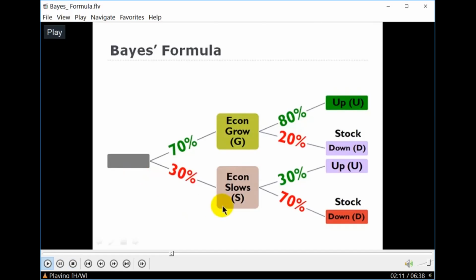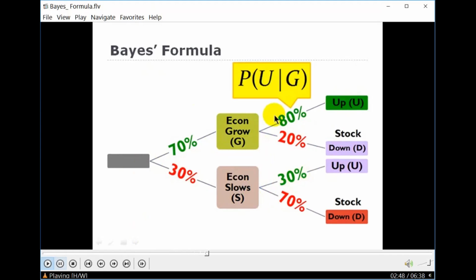Consider a very simple bimodal case where we're looking at a stock, and the stock is sensitive to the economy, and so the economy, we simplistically say, has a 70% chance of growing and a 30% chance of slowing. Now our stock is sensitive to the economy. If the economy grows, if we get here into this up state, then the stock has an 80% chance of going up next year and only a 20% chance of going down. On the other hand, if we start out here and go down, if the economy slows, then our stock has only a 30% chance of going up.